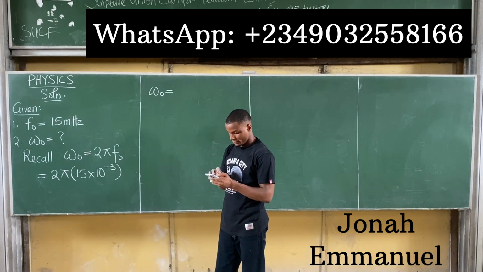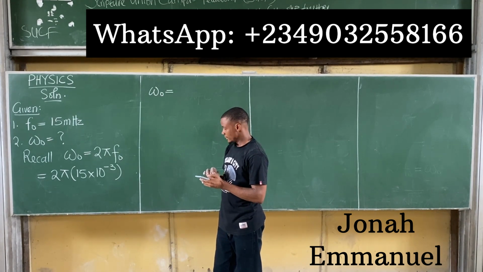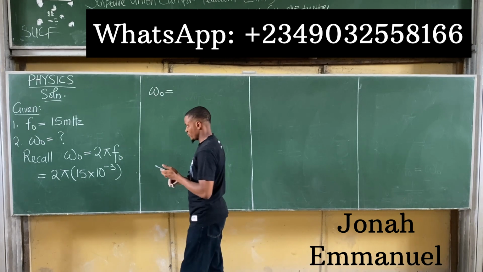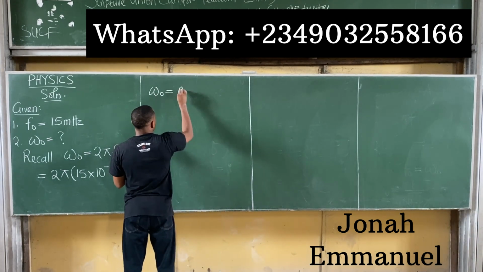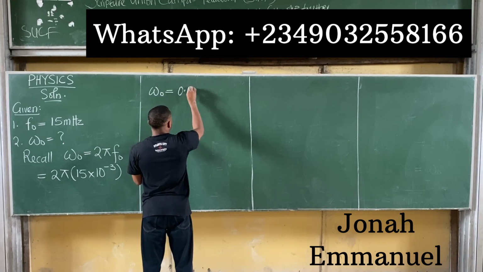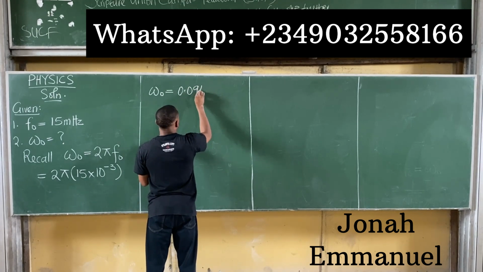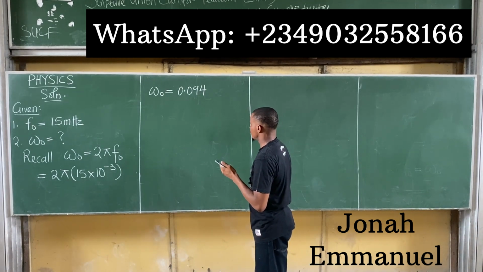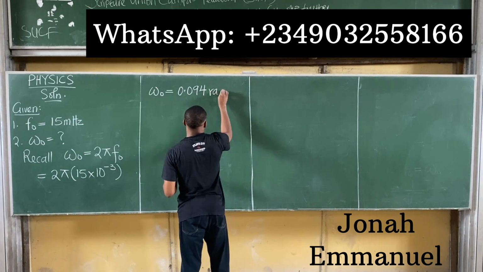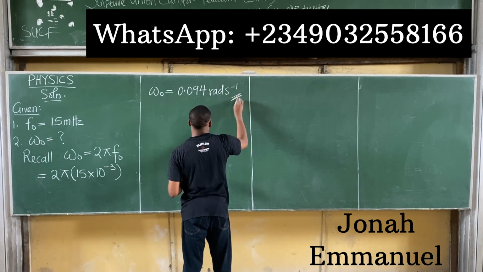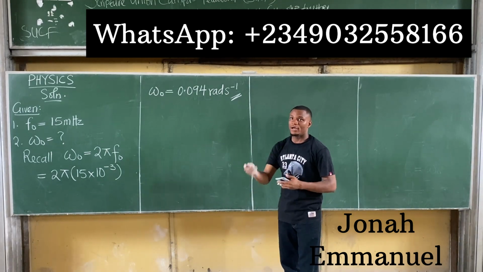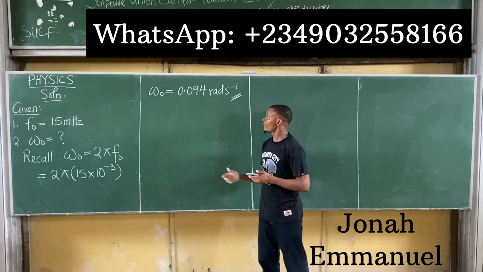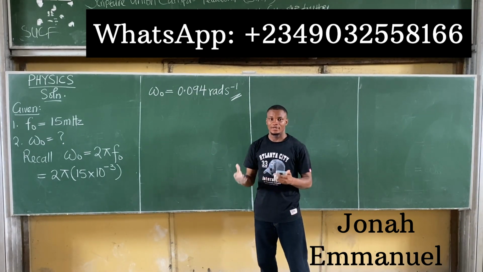If I multiply this, you have that the angular resonance frequency is equal to, so if I punch this, I have 2 pi, then I have this. All right, so if I punch this, this gives me about 0.094. My unit here is in radian per second. So please note that the SI unit for angular resonance frequency is rad per second. So the answer is simply 0.094 radians per second.